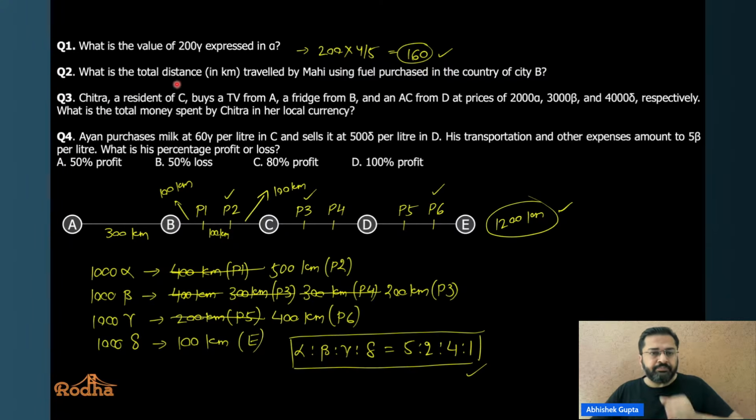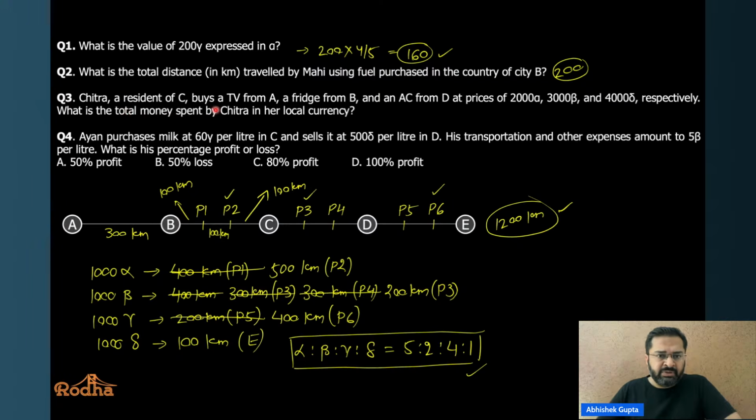The second one, what is the total distance in kilometers traveled by Mahi using fuel purchased in the country of city B? What is the country of city B? It is this place. From where did he purchase the fuel? P2. And till what distance did he go after that? From P2 to P3. This 200 that is written is the thing. From here, he must have refueled and gone till this place. So what is this? This is 200 kilometers. Yes. All right.